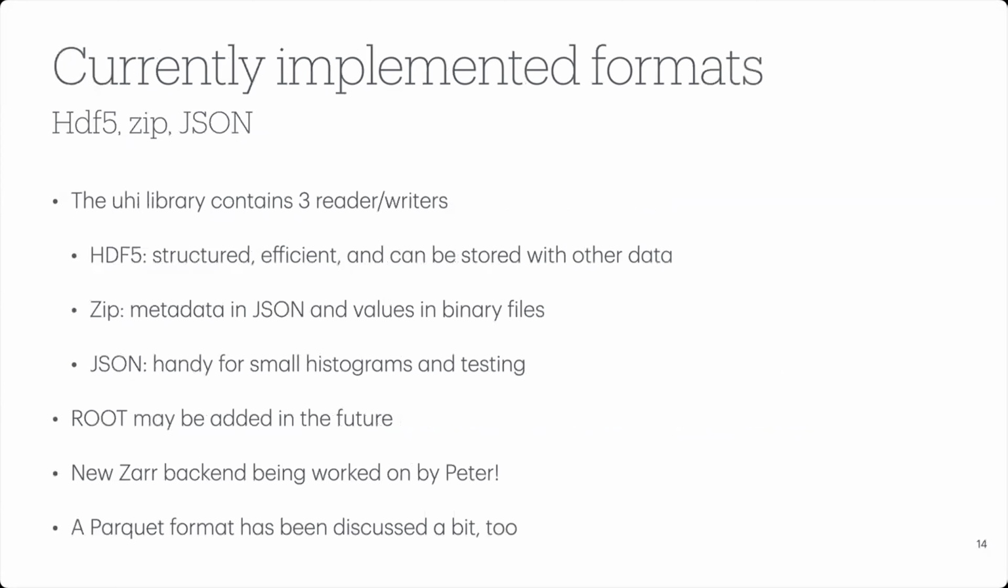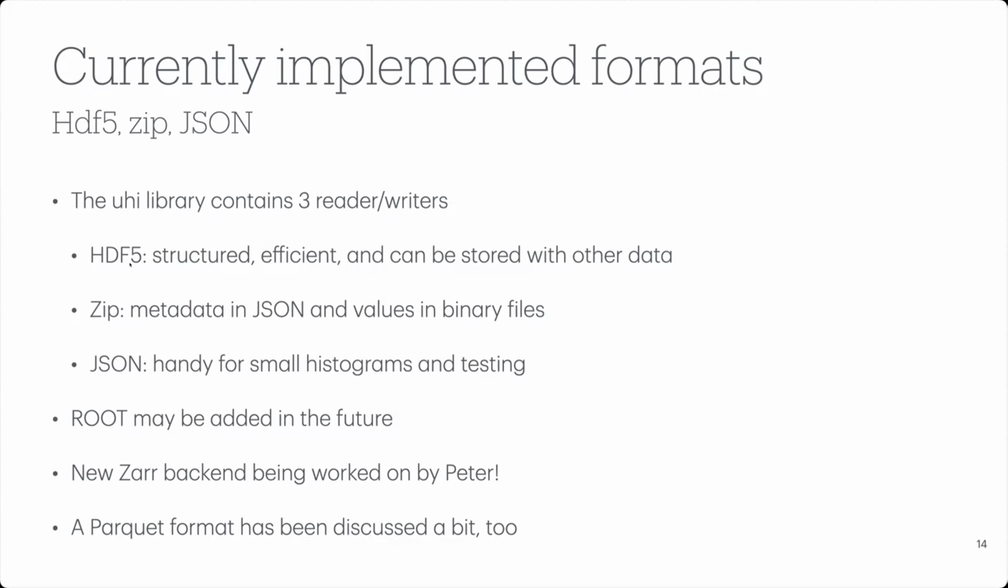We've currently implemented HDF5, zip, and JSON, and one of the main reasons for having several formats is that you can combine this with other information. For example, if you're storing some of your other stuff in HDF5, then you can store your histogram alongside. There are some drawbacks to each one. For example, HDF5 you cannot do from free-threaded Python because the HDF5 library doesn't have free-threaded wheels, which they should. So there are different features and drawbacks of each.